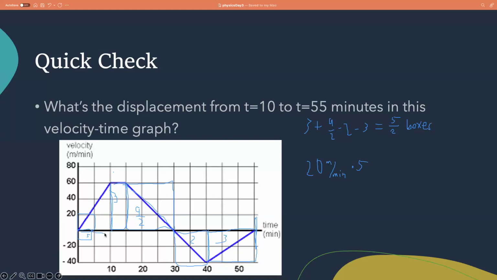Because it's half 10, every 2 lines here is 10. So if you multiply these, you get 100 meters, because minutes divided by minutes cancels out. So one of these boxes here is going to be 100 meters. So the total displacement from 10 minutes to 50 minutes is going to be 100 times 5/2, which is 250 meters.